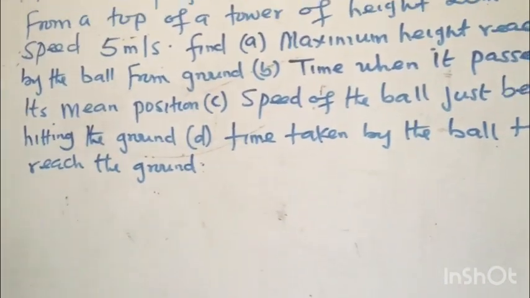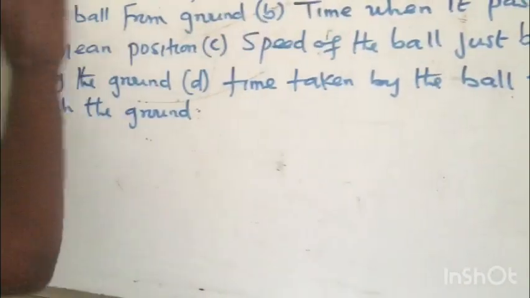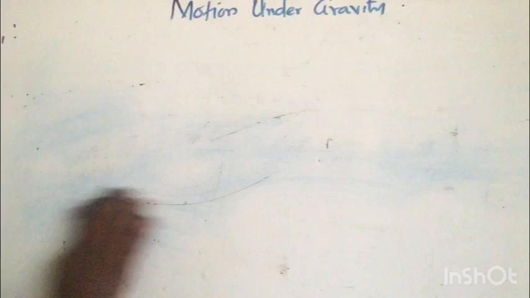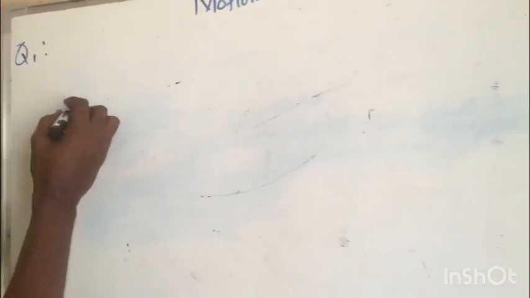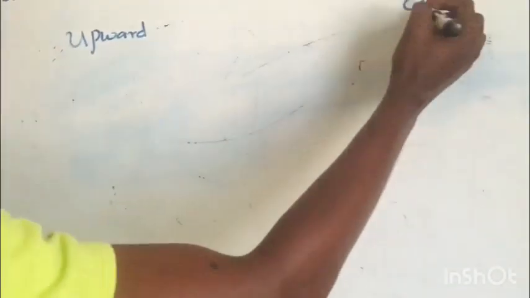So we are going to solve this, but before we lay hands on this question, let's talk about a few concepts under motion under gravity, concepts that we need in solving any question under motion under gravity. Don't forget, with motion under gravity, we are dealing with two types of motion. One is upward and the second one is downward.